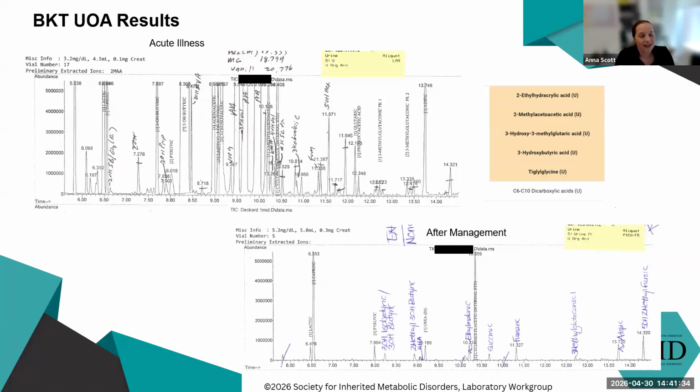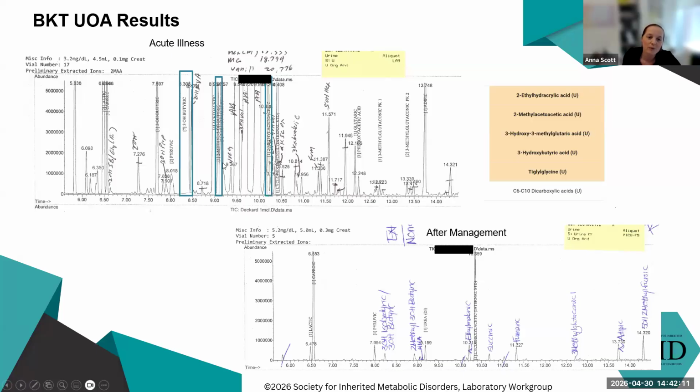Here is a beta ketothiolase patient that we saw the last few years. Upper profile is from acute illness, severe metabolic decompensation, and the bottom profile is after management. So after they'd received those emergency fluids and had kind of stabilized, the hypoglycemia had stopped, the ketosis had resolved. And I want to highlight, here are some of our friends from the list from IEM base. So we have massive excretion of ketones. That 3-hydroxybutyric is the first peak here highlighted in the box.